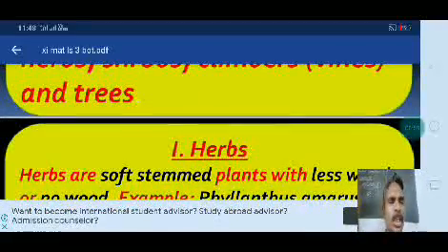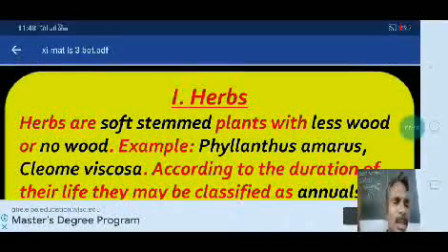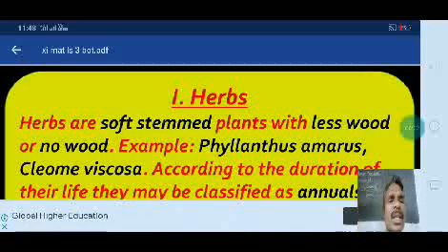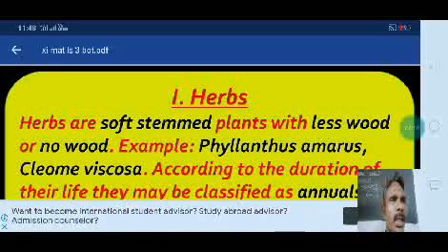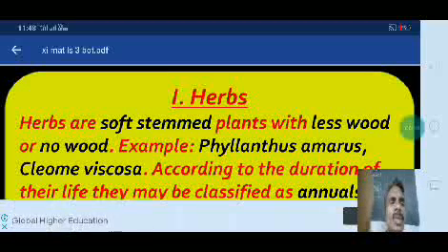First one, herbs. What are herbs? Herbs are soft-stemmed plants with less wood or no wood. Examples are Phyllanthus amarus, Keezhanelli, and Cleome viscosa. These are examples of herb plants.